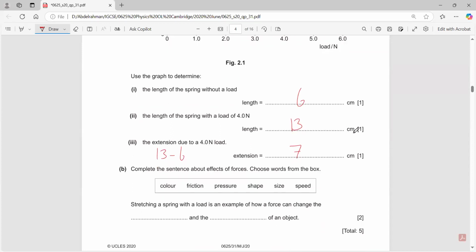Stretching a spring with a load is an example of how force can change the what and what of an object. It can change two properties of an object. It can change the size and shape. Yes, the size and the shape of an object.